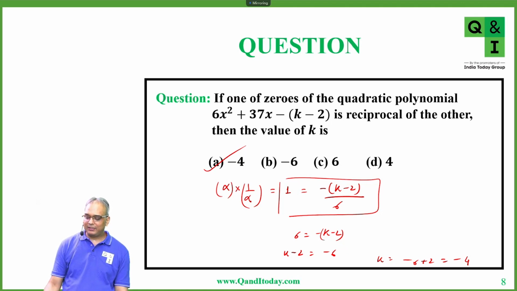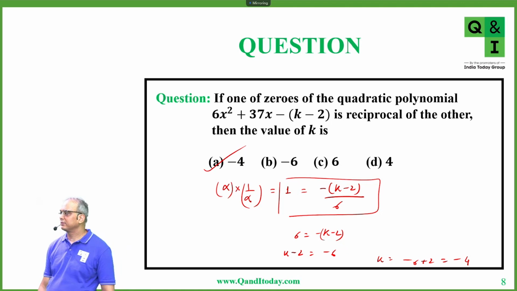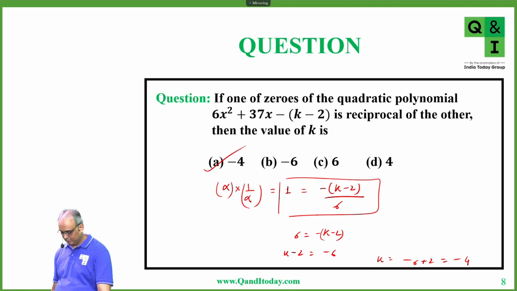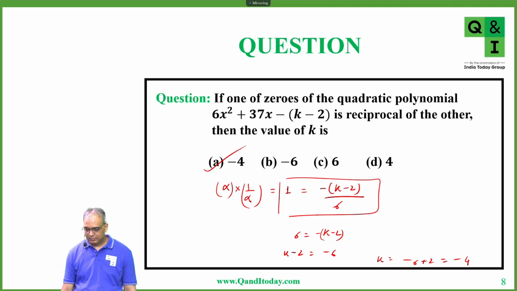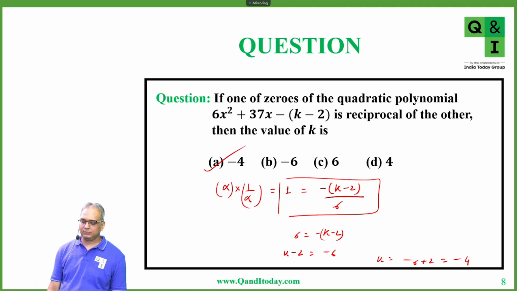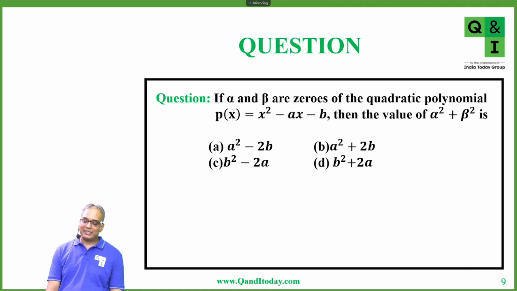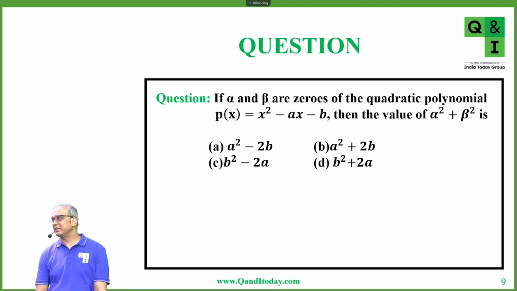Okay. Next one, please write this down. If alpha and beta are the zeros of the quadratic polynomial x square minus ax minus b, we have to find the value of alpha square plus beta square. Use the identities which we have done.